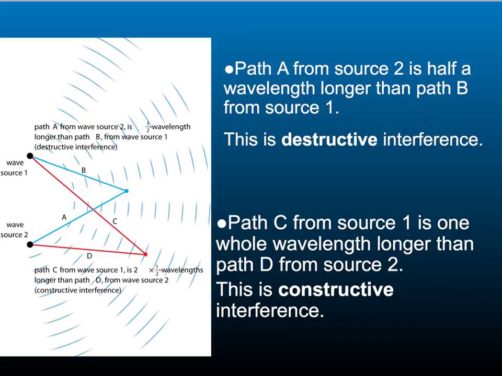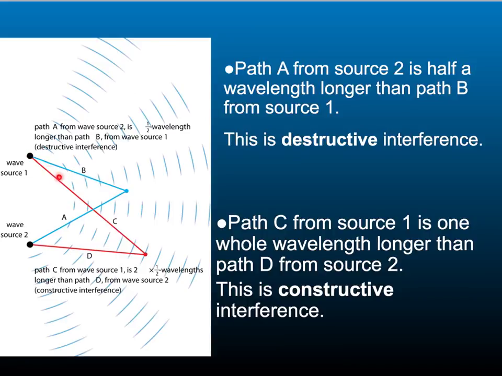If we look at this diagram, it shows us two wave sources, and then we have some waves that are travelling from those sources. Path A from source 2 arrives here. At this point, it's travelled half a wavelength more than path B, which has come from source 1. So this is an odd number of half wavelengths, which means it produces destructive interference at this point.